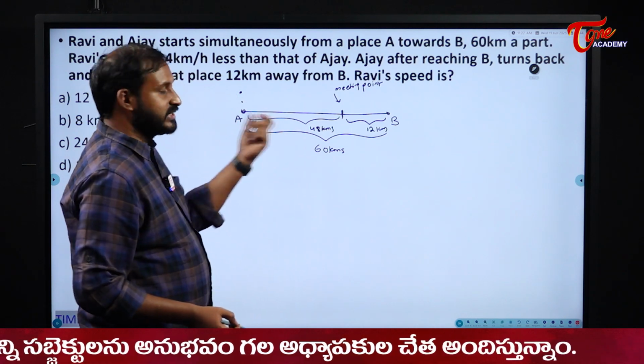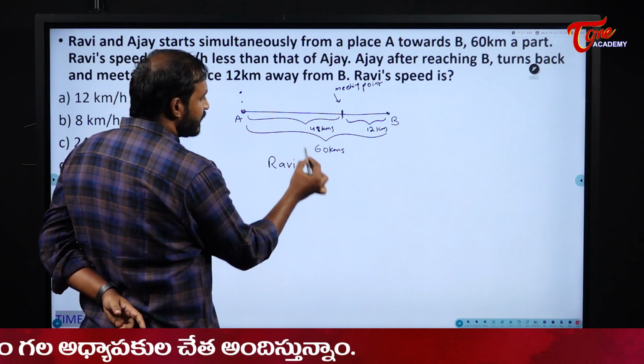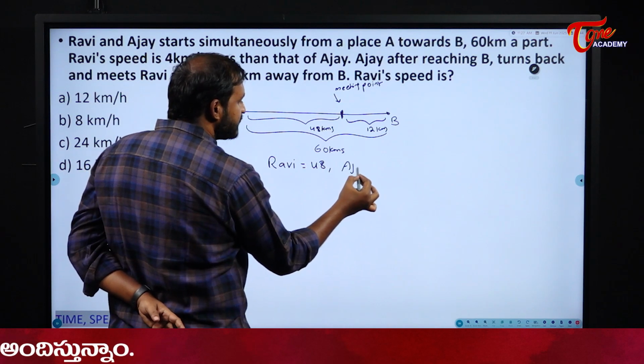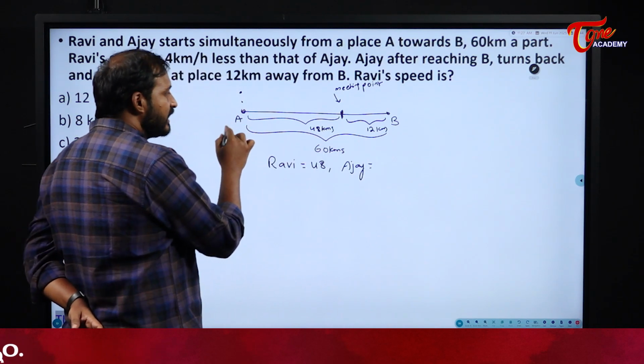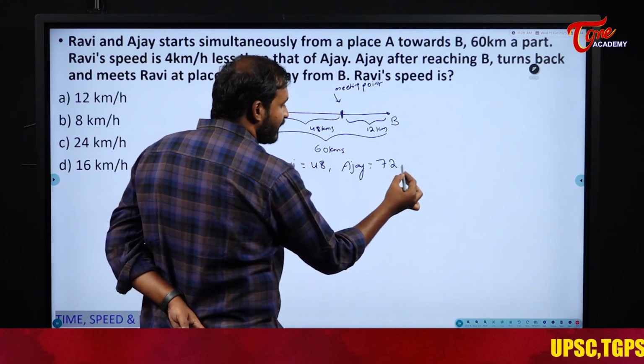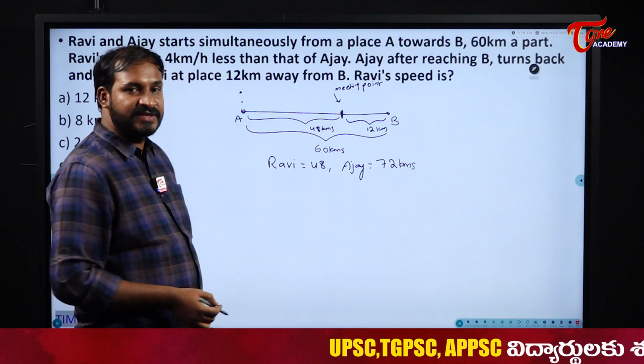That means Ravi will cover a distance of 48 kilometers. So what is the distance covered by Ravi? Ravi will cover just 48 kilometers. But when it comes to Ajay, what distance will Ajay cover? Tell me students. He will cover all the 60 plus this 12. So Ajay is going to cover 72 kilometers.